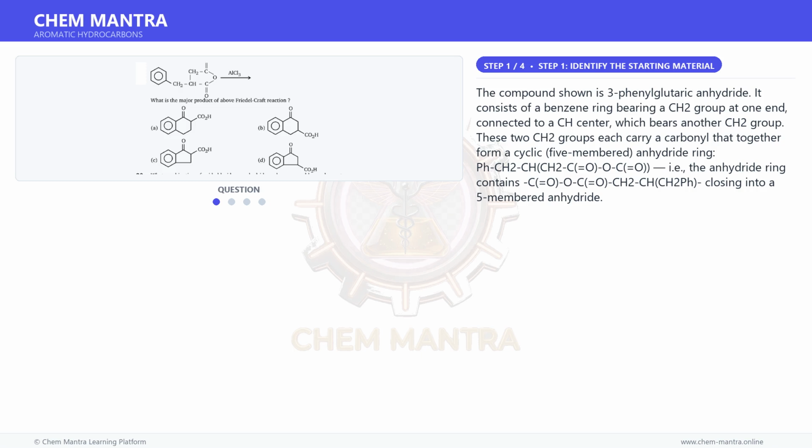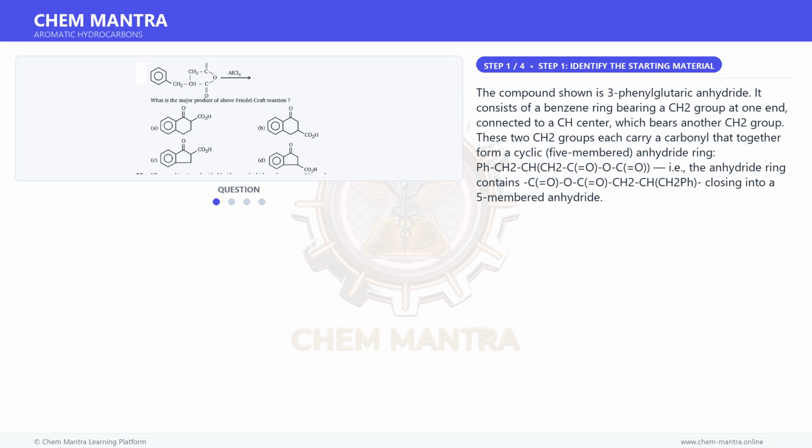The compound shown is 3-phenylglutaric anhydride. It consists of a benzene ring bearing a CH2 group at one end, connected to a CH center, which bears another CH2 group. These two CH2 groups each carry a carbonyl that together form a cyclic, 5-membered anhydride ring.